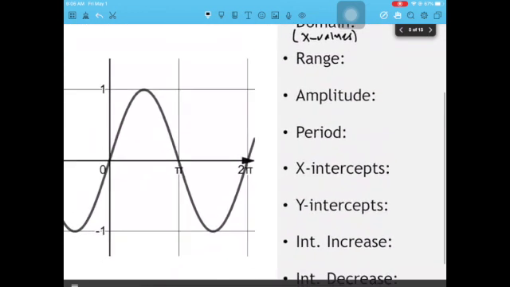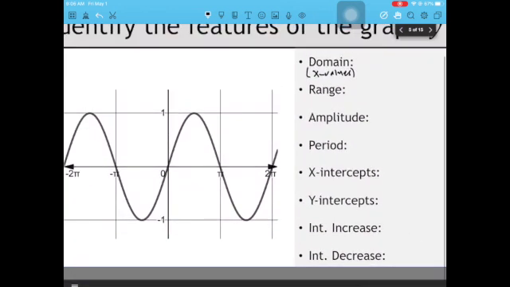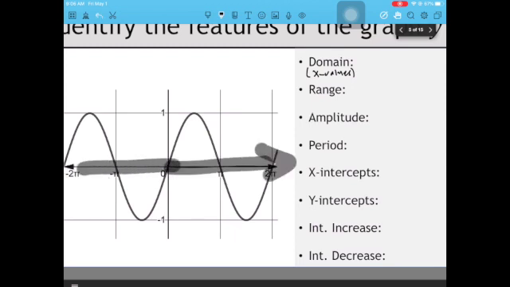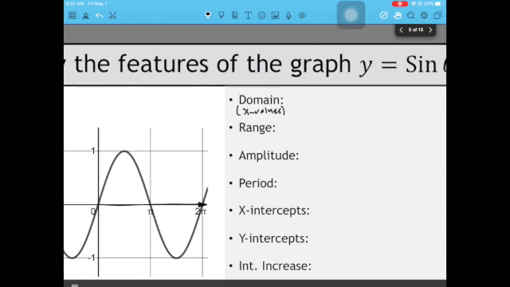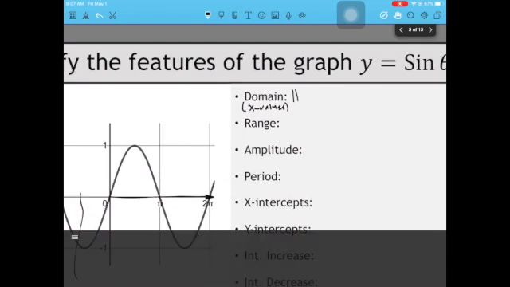Okay, my x values are angles and radians, but if you notice, they go on forever, right? It starts at 0, and it goes forever to the right. Here we go forever to the right and forever to the left. Right, so whenever that happens, we know that's going to be all real numbers. So our domain here is going to be, we can say all real numbers, or we can say it goes from -infinity all the way to +infinity.